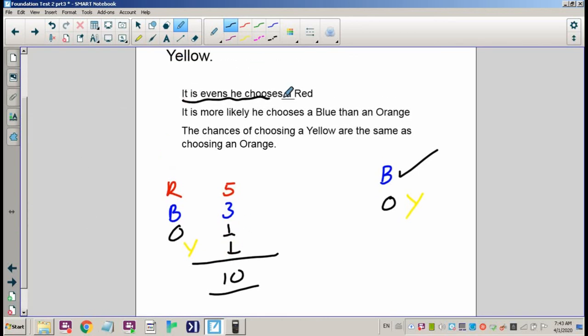Use the key bit of information that it's evens to halve the number of sweets. And then if something's more likely, there must be more of them. And if there's the same likelihood, just as likely, or the chances of choosing are the same, there must be the same number of sweets.